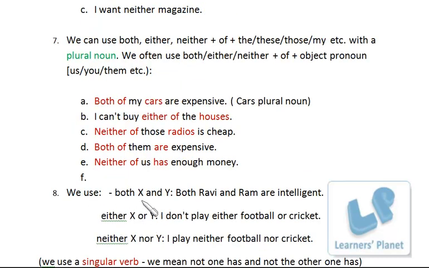Then we use both X and Y. Both Ravi and Ram are intelligent. I don't play either football or cricket. Either or. I play neither football nor cricket. I don't play either football or cricket. Either or, neither nor, we use a singular verb. We mean not one has and not the other one has.